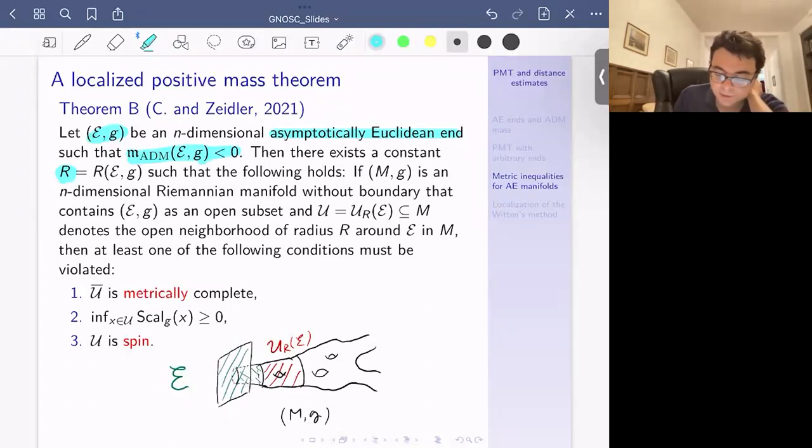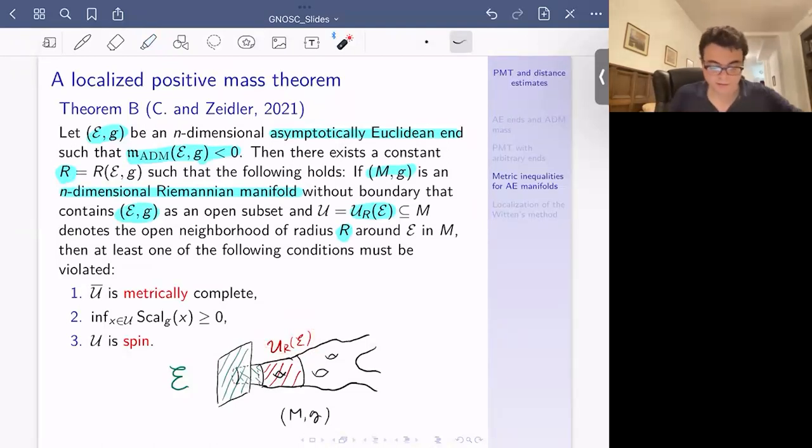So if M is any n-dimensional Riemannian manifold without boundary that contains the end E, then there must exist a neighborhood U, the R neighborhood of E that I drew here, such that at least one of the following conditions must be violated.